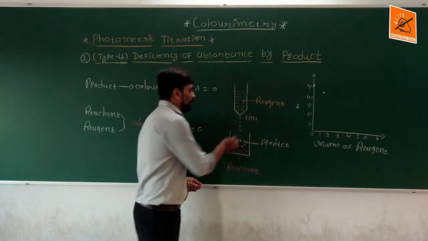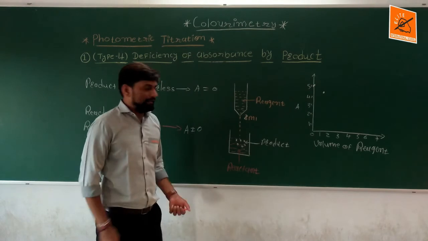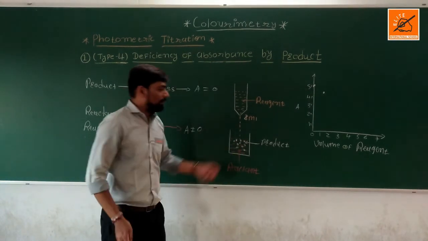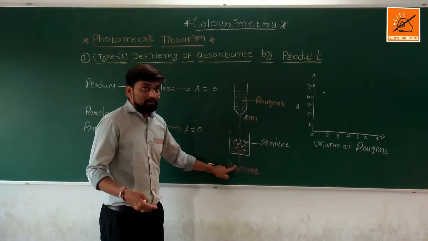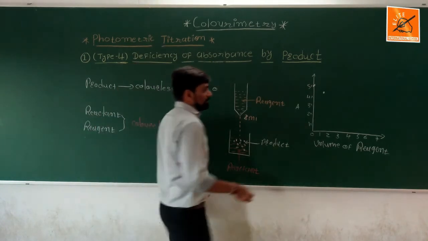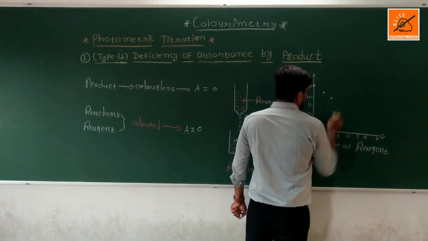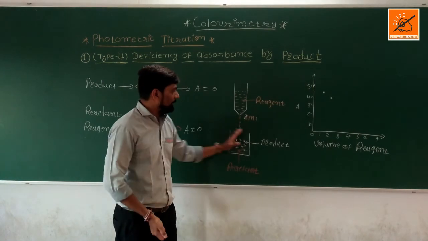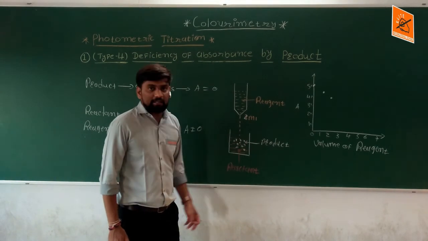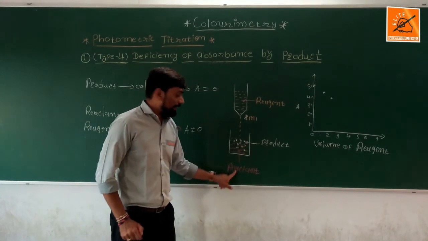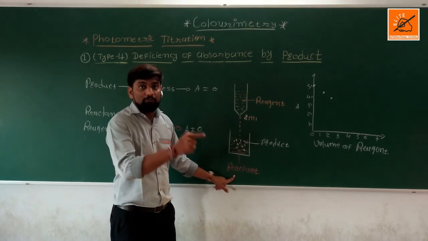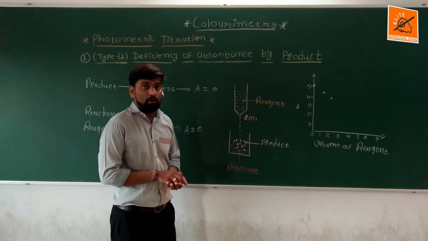Now we add 1 more ml. Suppose 2 ml reagent is added into the flask. One more amount of product will be formed, so more reactant is decreased and the absorbance value will decrease. The 2 ml reagent reacts with reactant and converts into the product. So the concentration of product increases and the concentration of reactant decreases. That's why absorbance value decreases with addition of reagent.